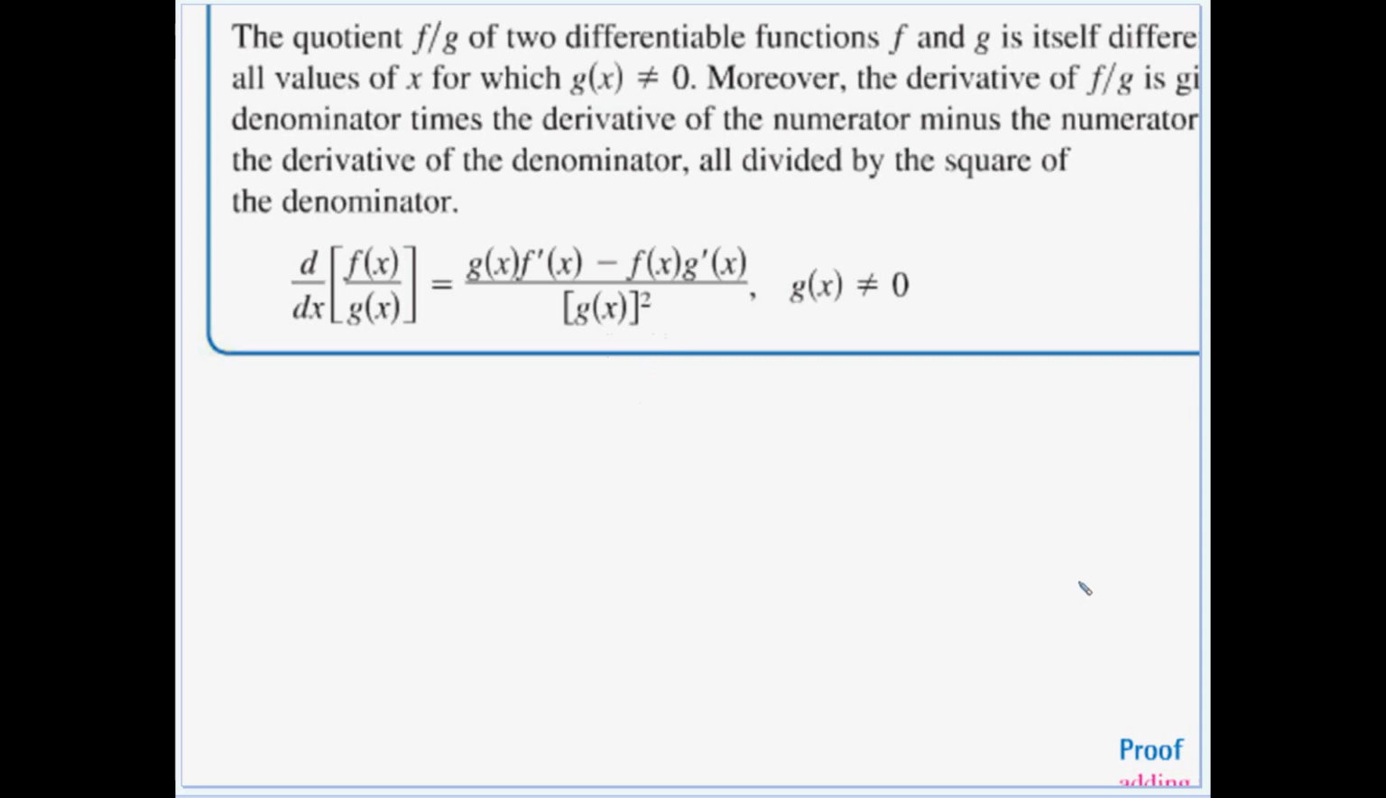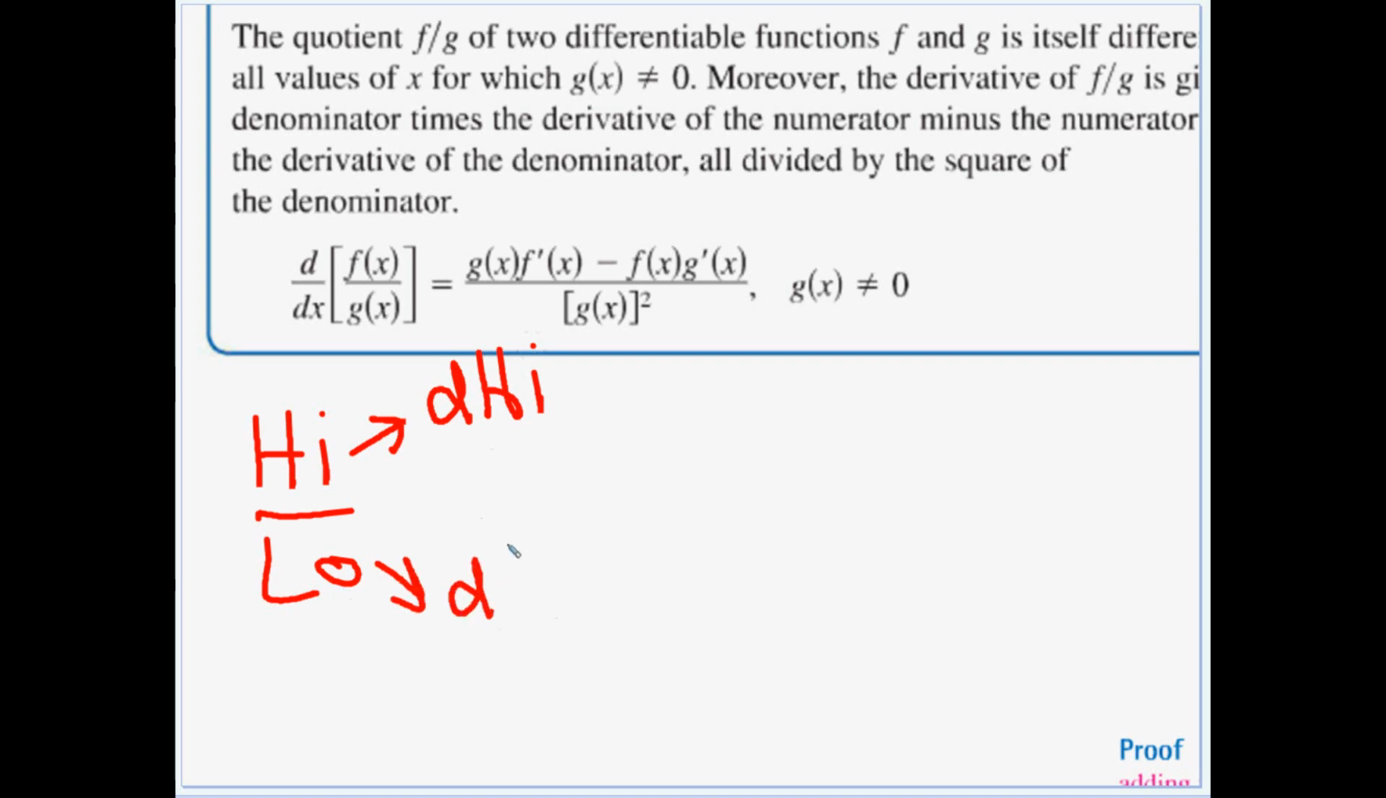Now, if you're wondering how in the heck you are going to remember it, here is a little trick. For a quotient, we've got a high function and a low function. The high function is on top, the low function is on the bottom. If we derive the high function, you get d high, the derivative of high. If you derive the low function, you get d low, the derivative of the low function.